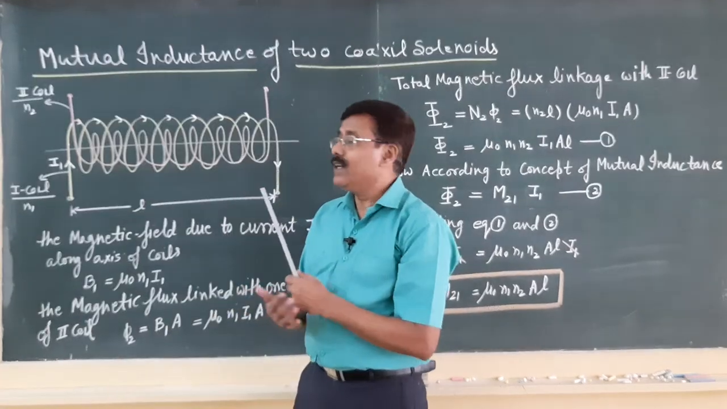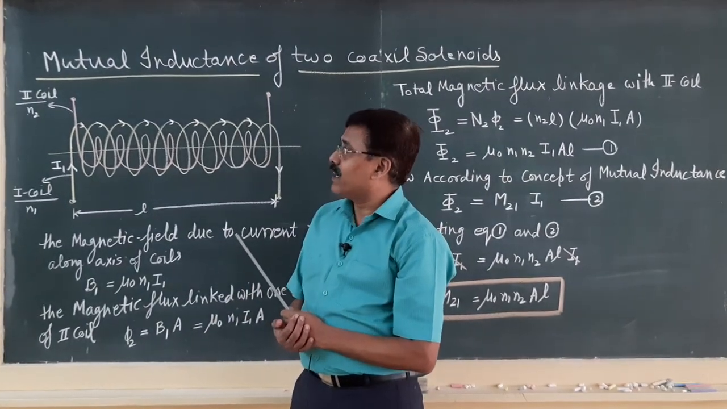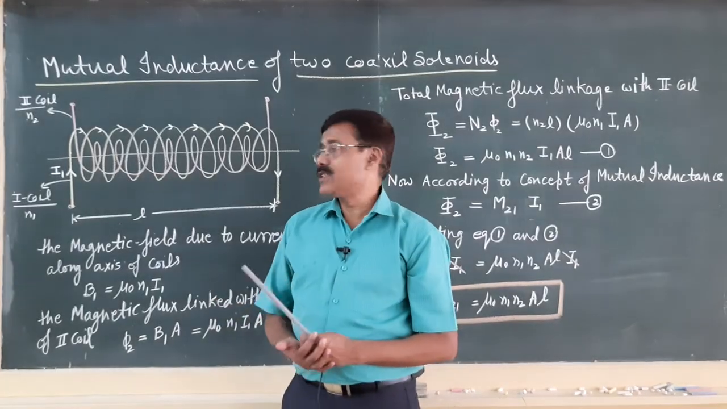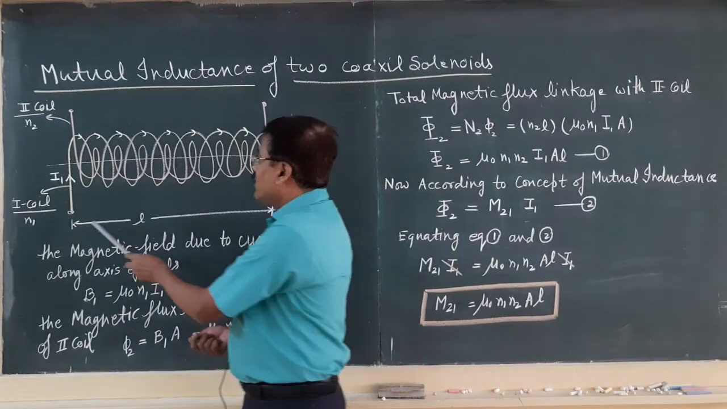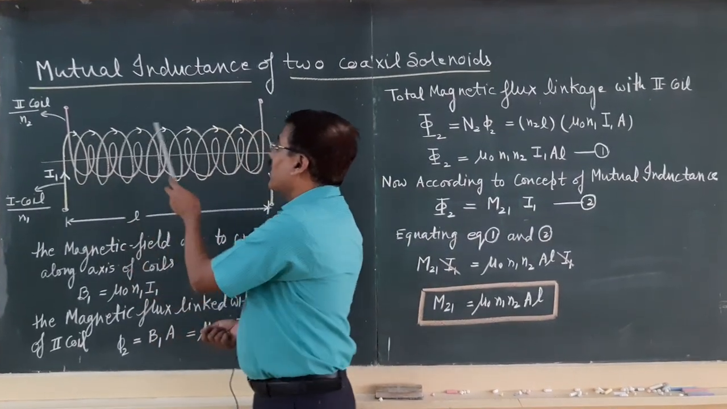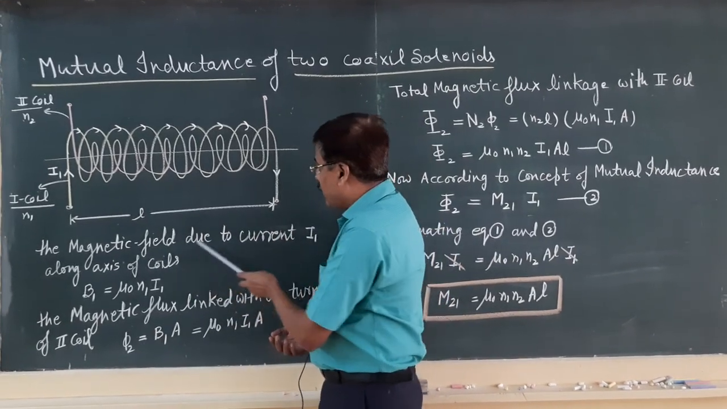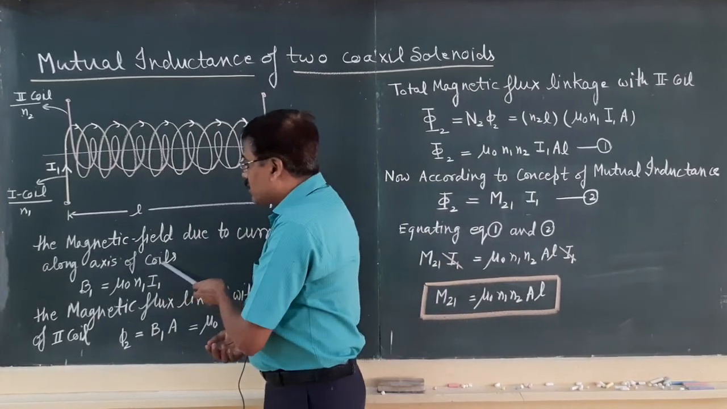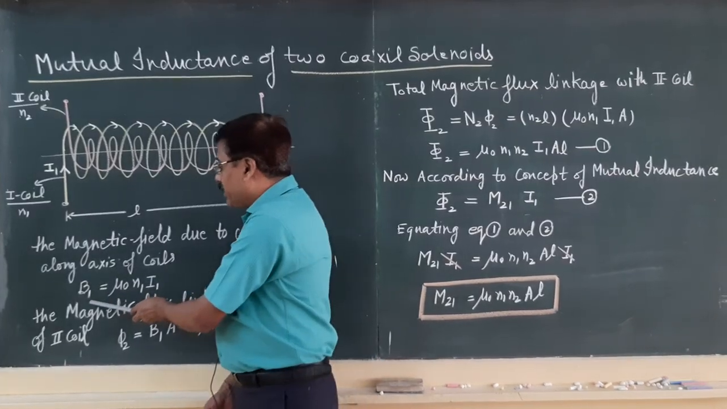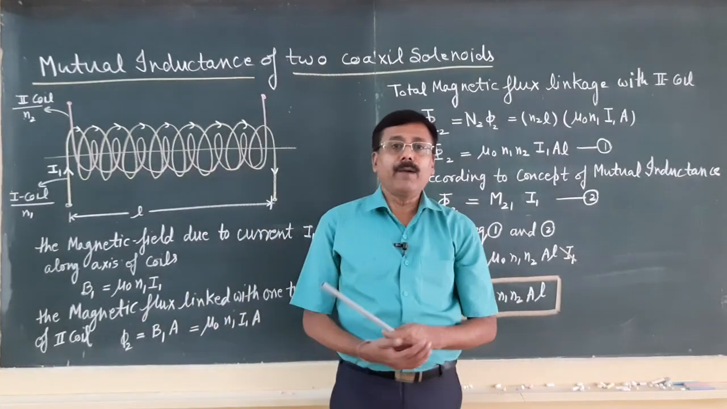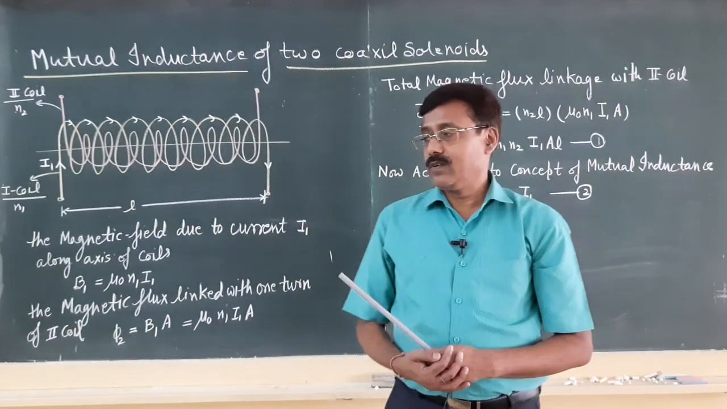So, there will be maximum magnetic flux linkage in the second coil when current flows in the first coil. Let I1 be the current flowing in the first coil. Due to this current I1, what will be the magnetic field along the axis of the coils? It will be B1 = mu 0 N1 I1, according to Ampere's circuital law.